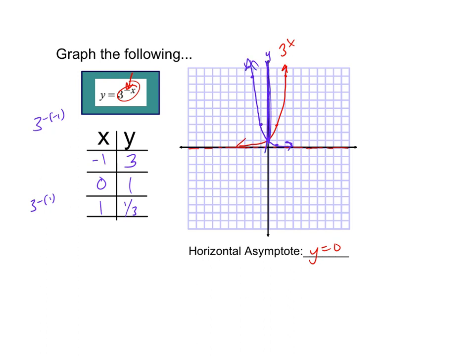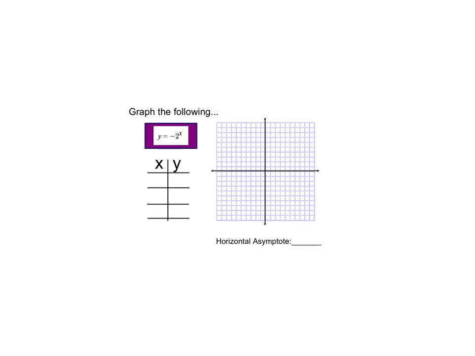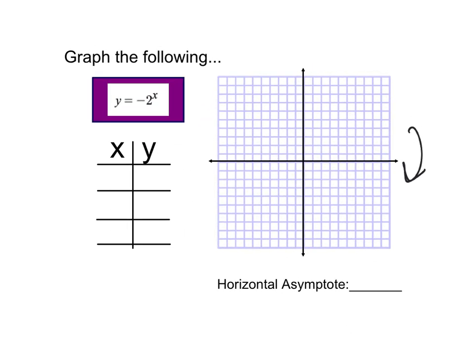And with that reflection, we still have the y equals 0 asymptote, the horizontal asymptote there. But you can see the reflection over this axis right here. So that would be 3 to the negative x. Here's another one with the negative out front now. So with the negative out front, what we can expect to have happen is a vertical reflection going over the x-axis. I'll make it a little bigger here.